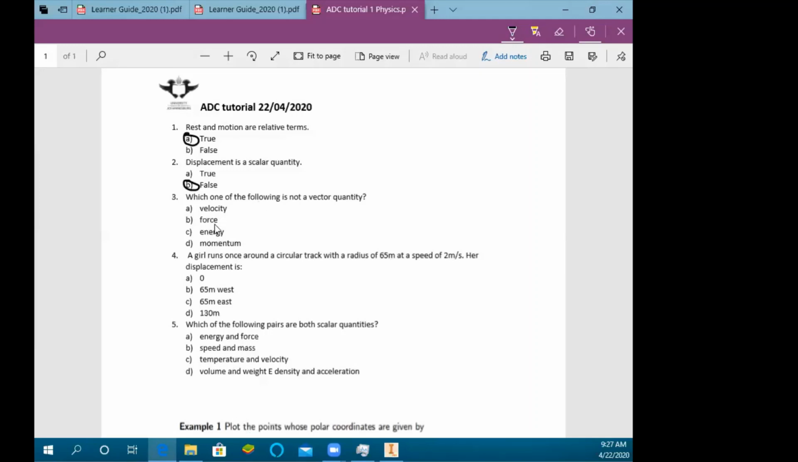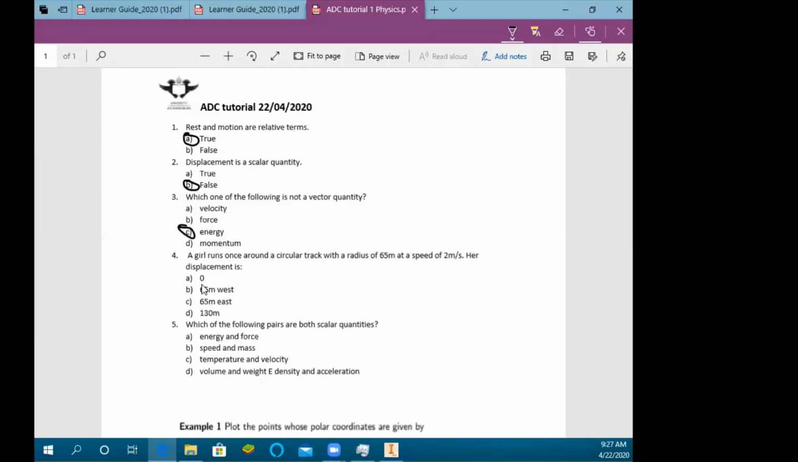Force has both magnitude and direction, because it is a product of mass and acceleration. Acceleration is a vector quantity, mass is a scalar quantity. If you apply a vector quantity to a scalar quantity, you get a vector quantity. Energy is not. Momentum is a vector quantity, it involves mass. So in this case, it's C. Energy has no direction.